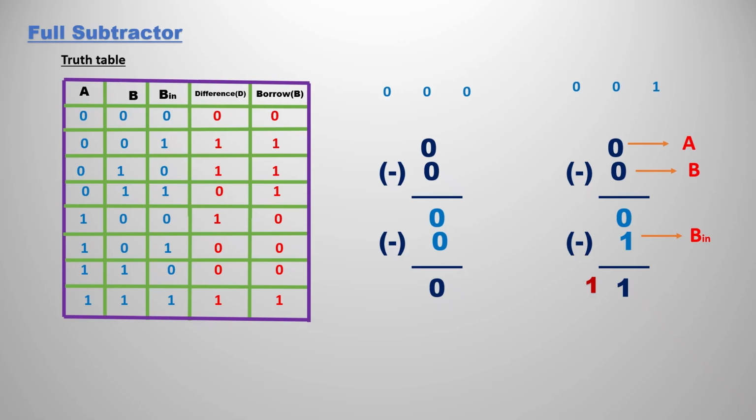If you consider the first one, 0 0 0, row-wise that is A, B, Bn, we have 0 0 0. First you have to subtract A minus B, and you get difference 0. The difference you subtract from B in, that is again 0. So the borrow and the difference are both zeros for the first row. Now for 0 0 1, you subtract 0 from 0 and get 0. Next we subtract that difference from the next B in, 0 minus 1, that is 1. So the borrow is 1 and the difference is 1, that is 1 1.